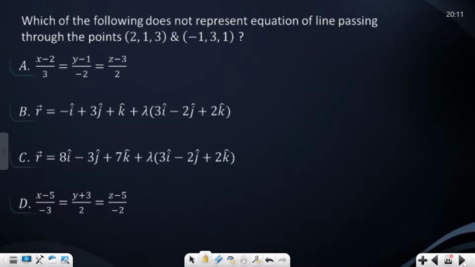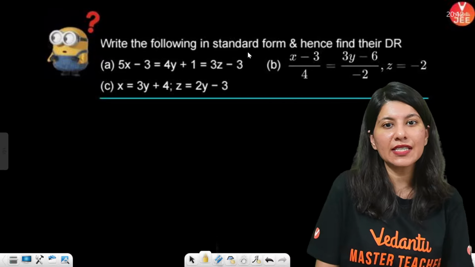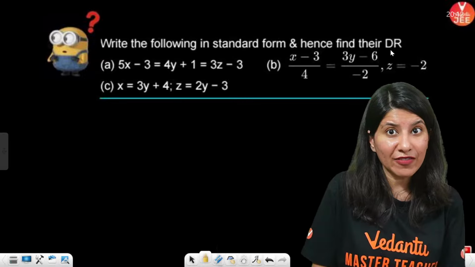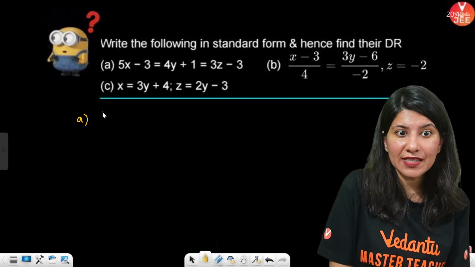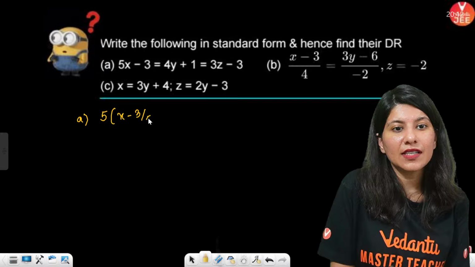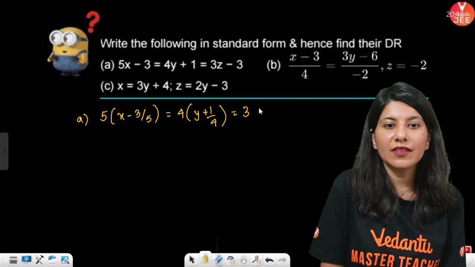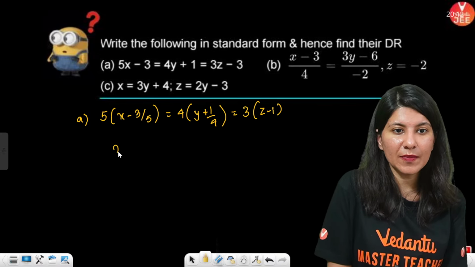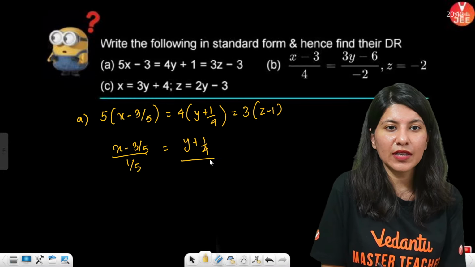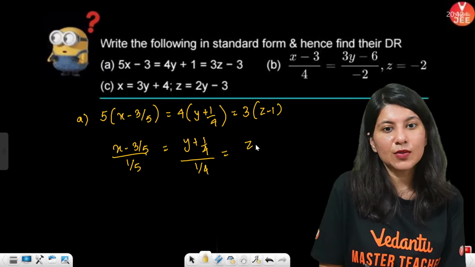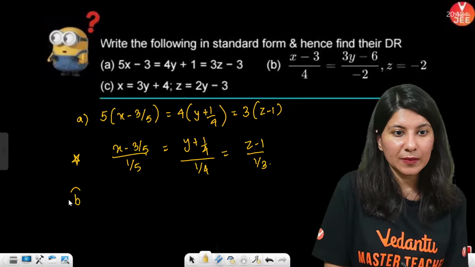All right. Now we have some more questions. Write the following in standard form and find the direction ratio. So first, A. In 5x minus 3, we have to take 5 common: x minus 3 by 5. In the second equation, we take 4 common: y plus 1 by 4. And 3z minus 1. So this is going to become x minus 3 by 5 upon 1 by 5 equals y plus 1 by 4 upon 1 by 4 equals z minus 1 upon 1 by 3. Okay, so this is A. Now B.